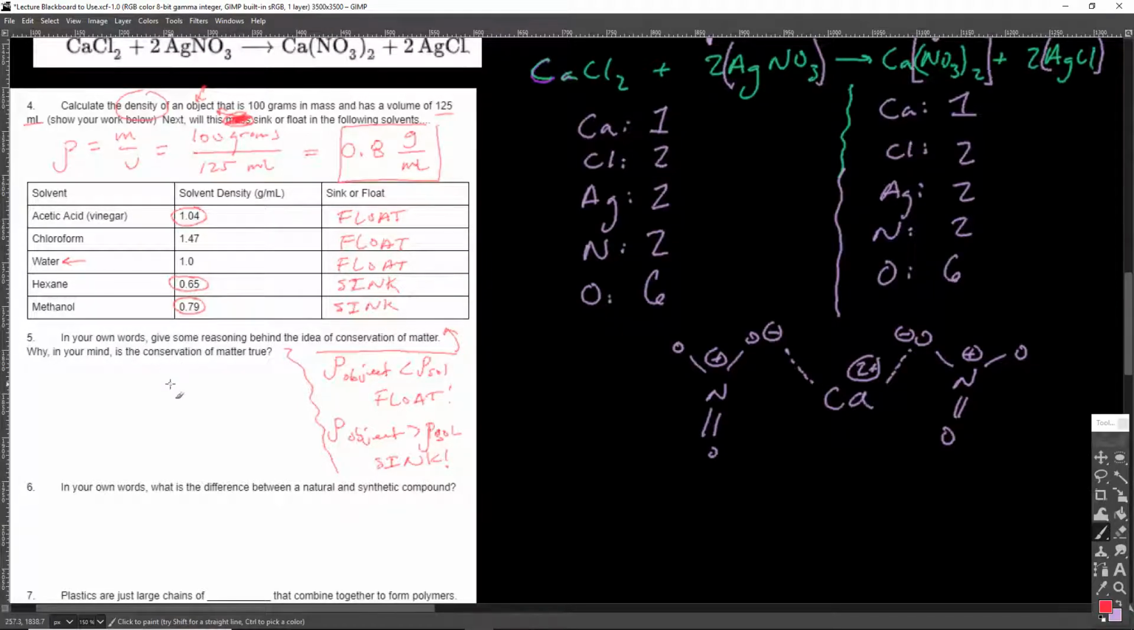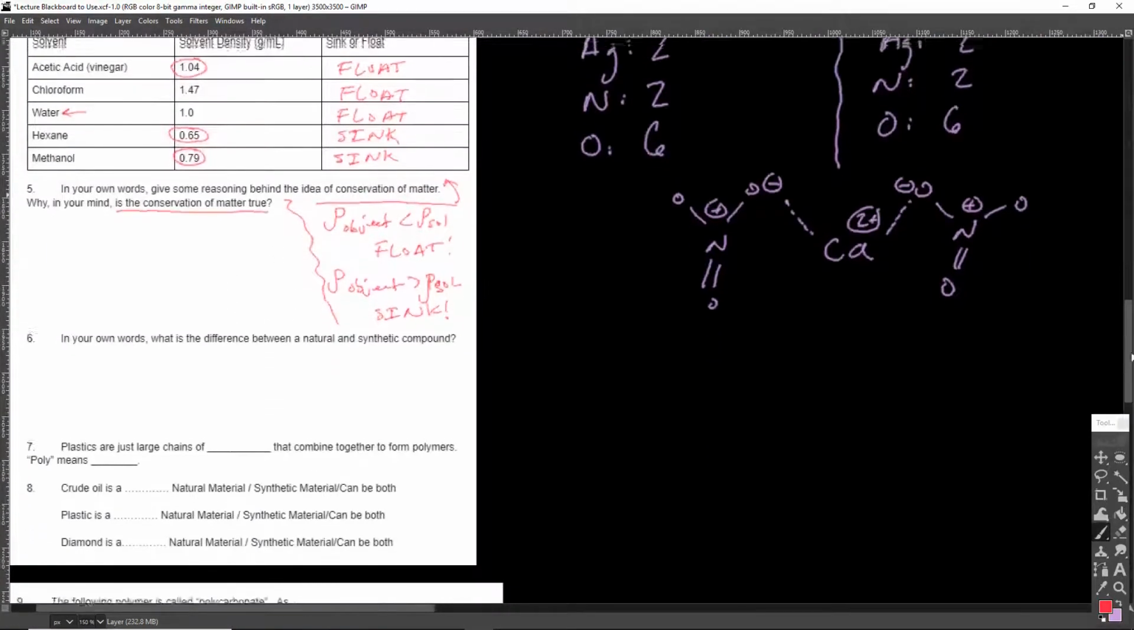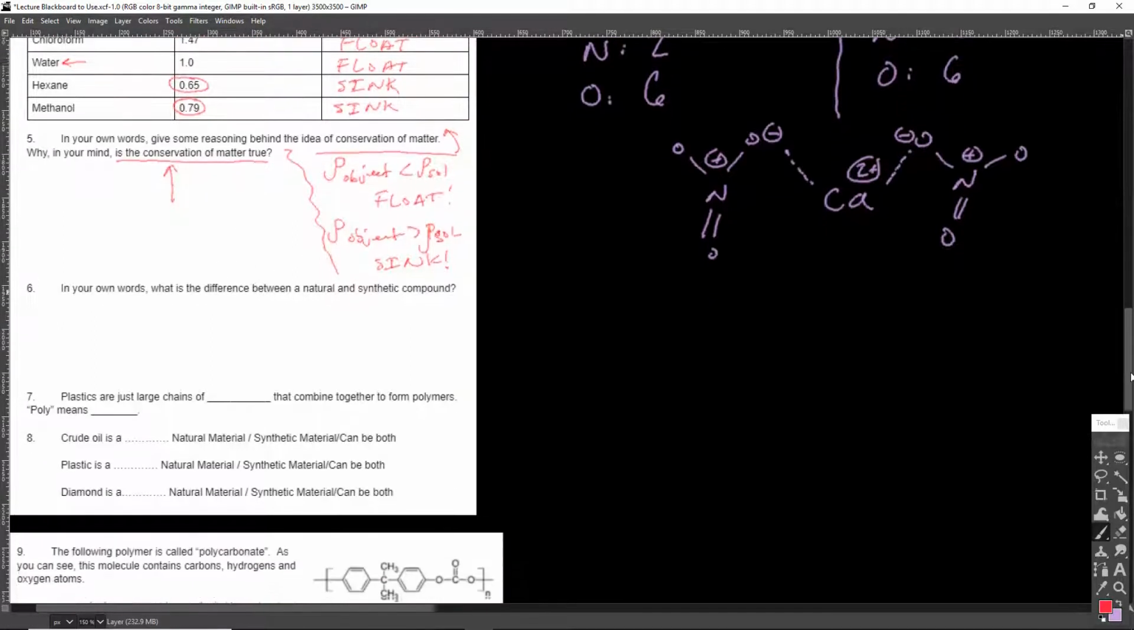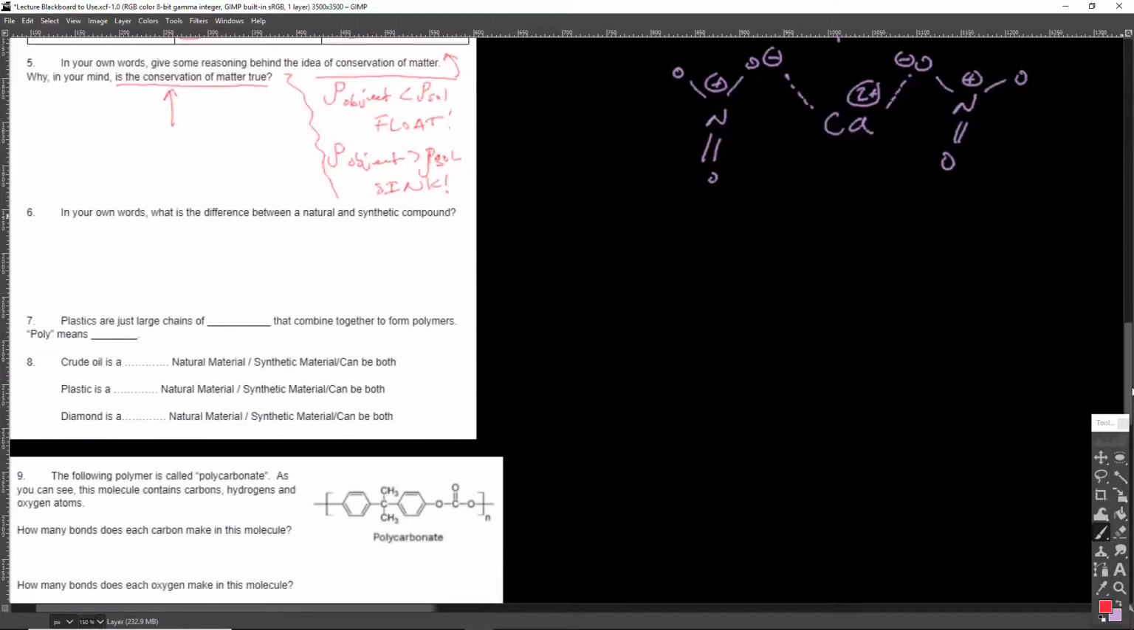Okay? In your own words, give reasoning behind the idea of conservation of matter. Why, in your mind, is the conservation of matter true? Okay, so I'm going to let you do this one. I want you to think about why it's true. For example, have you ever conjured up anything before? Have you ever seen something disappear? Have you ever put a pencil on a table, walked away, and 10 minutes later it's completely vanished with no other possibilities of it going anywhere? I want you to talk about why atoms can't disappear. That's basically why conservation of matter is true. You cannot create or destroy matter, and that's what I want you to talk about.